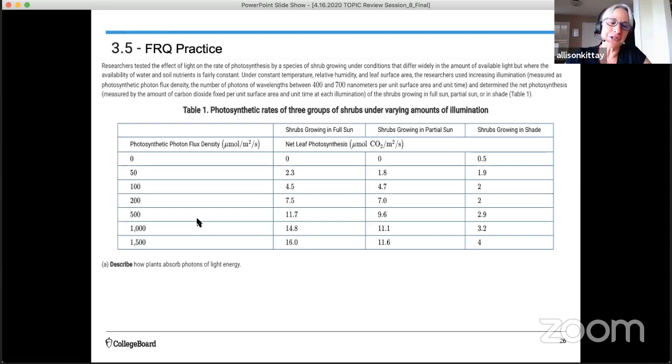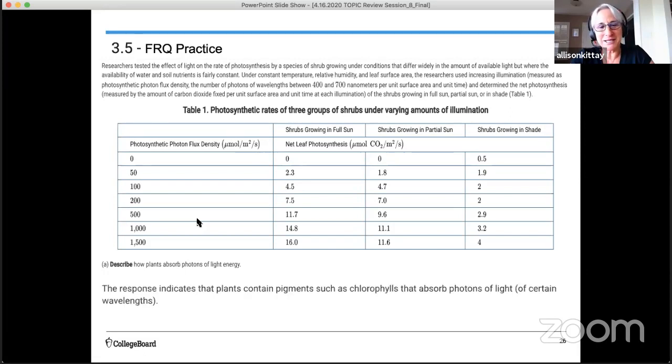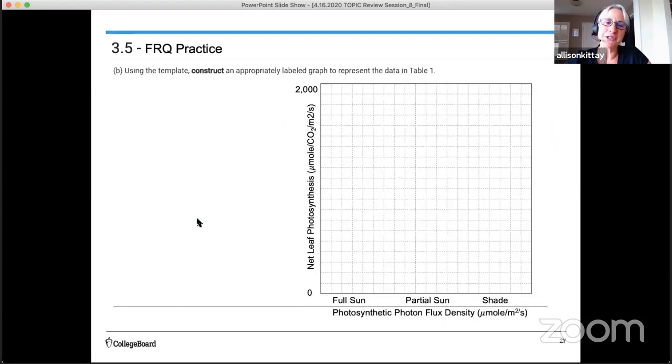So the first thing you're asked to do is to describe how plants absorb photons of light. So hopefully you could do that by saying that plants contain pigments such as chlorophylls that will absorb photons of light at certain wavelengths. And that's the visible light between that 400 and 700 nanometers. Next, you're going to be asked to construct an appropriately labeled graph to represent that data.